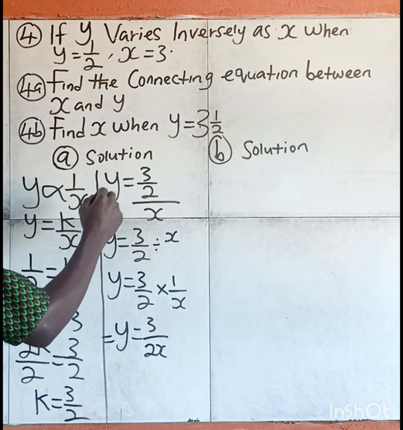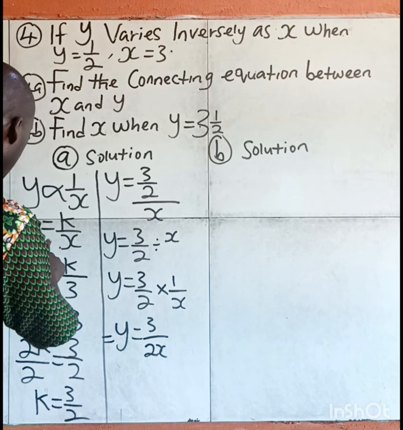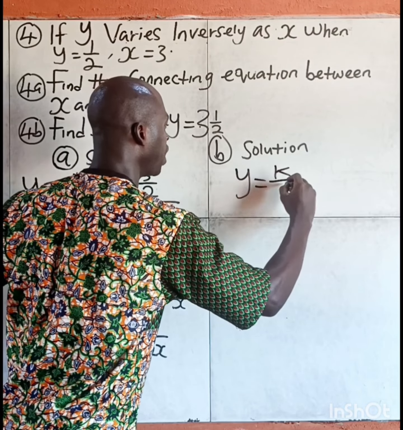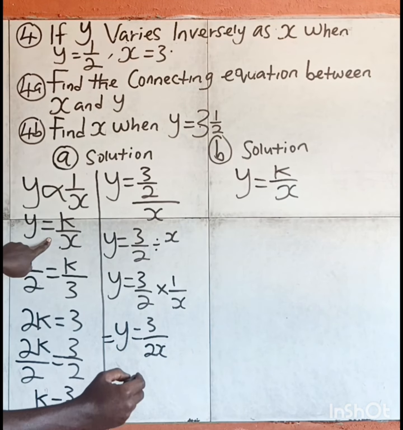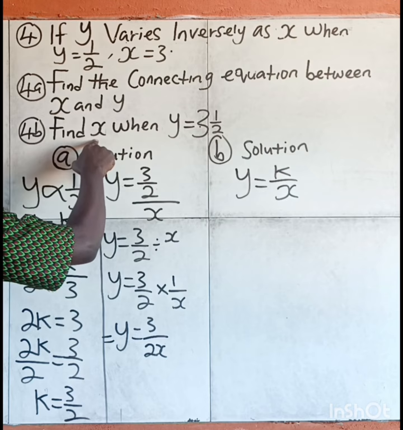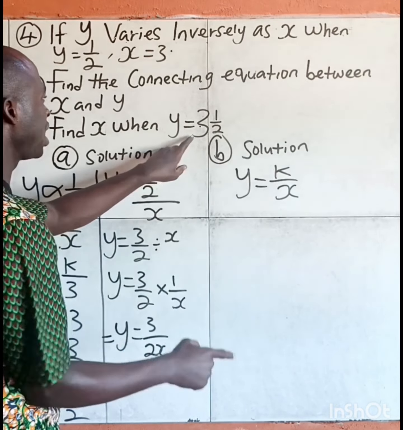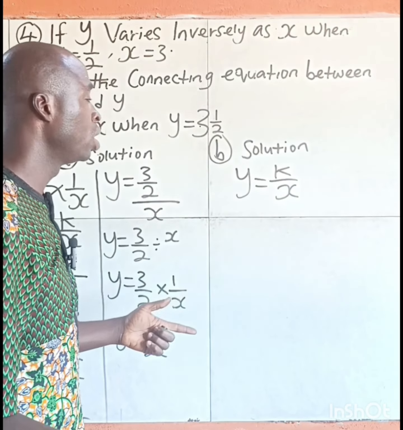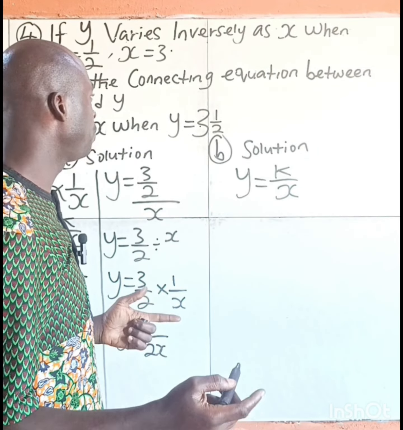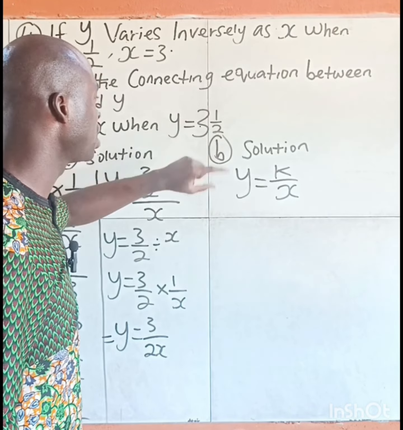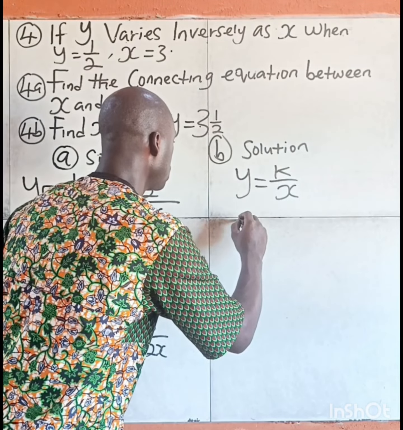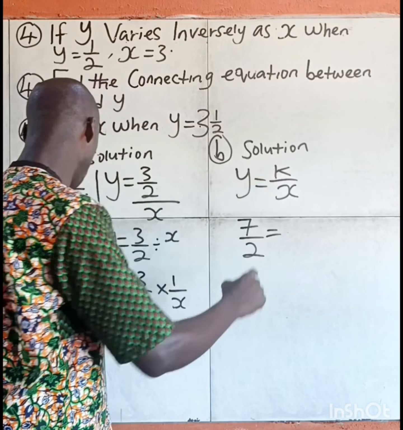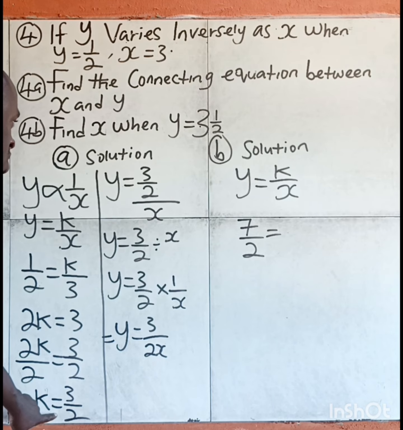For problem 4b, we are going to rewrite this same formula, which is y equal to k over x. Now from this angle, what are we going to do next? Did they give you x? No, they did not. But did they give you y? Yes. What is your y? Remember, the y is still the number 1 over 2. So what I'm simply going to do, I'm going to put it into an improper fraction. So it becomes 3 times 2, 6 plus 1, 7. So my y becomes 7 over 2, equal to k. Now, do you have k? What's your value of k? The value of your k is 3 over 2.